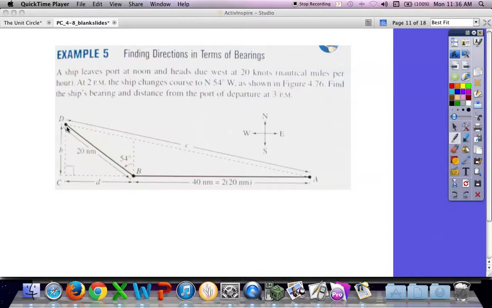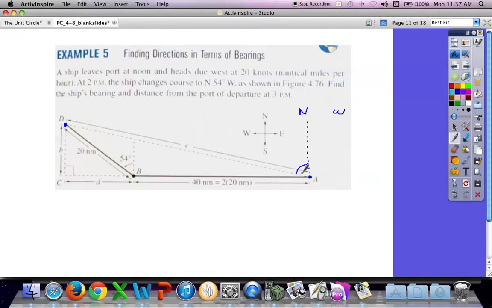Well, the bearing and distance from the port, there's the port. There's the location it is at 3 p.m. So the bearing would be relative to a straight north line. It is some number of degrees to the west. So we know the bearing is going to be north some number of degrees west. And the distance is going to be the length of the sea.